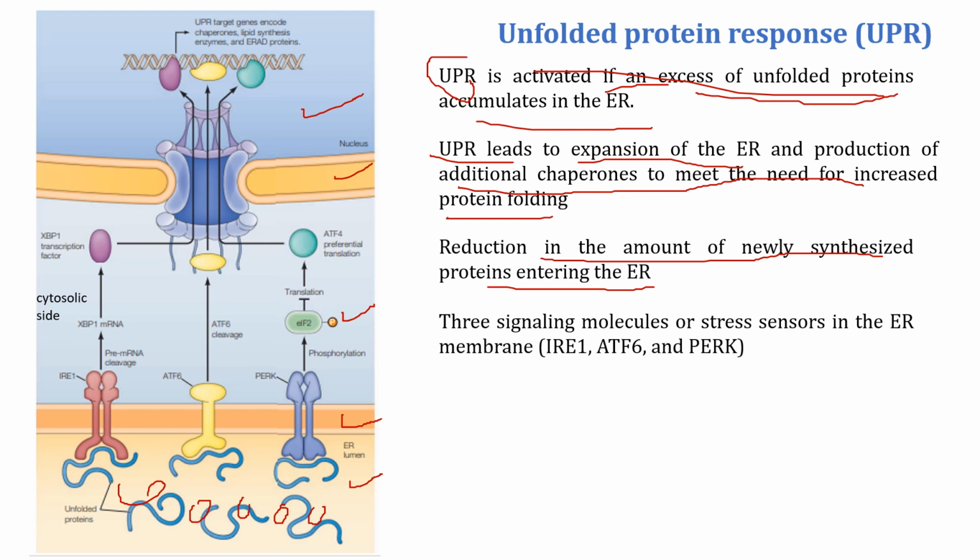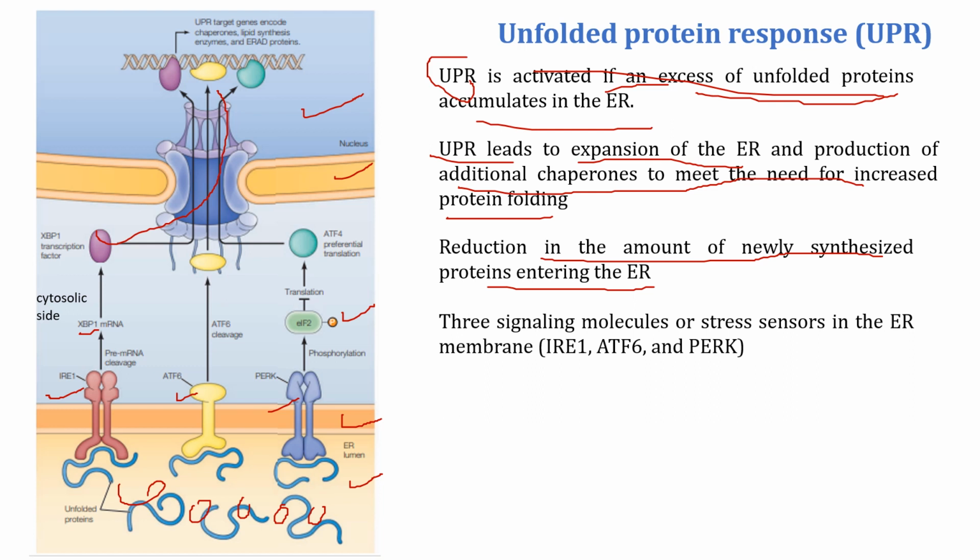Now the unfolded proteins activate 3 receptors in the ER membrane. The first one is IRE1, then ATF6 and PERK. The first, IRE1, cleaves the pre-mRNA of the transcription factor XBP1. This leads to synthesis of XBP1, which is translocated to the nucleus and stimulates the transcription of UPR target genes.